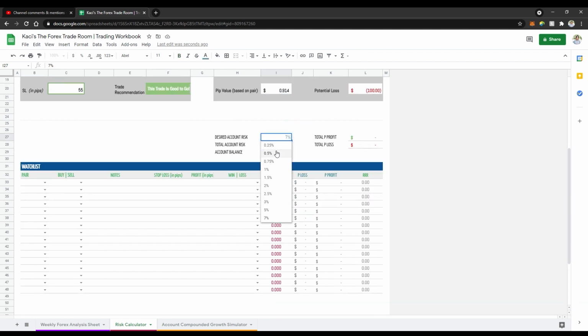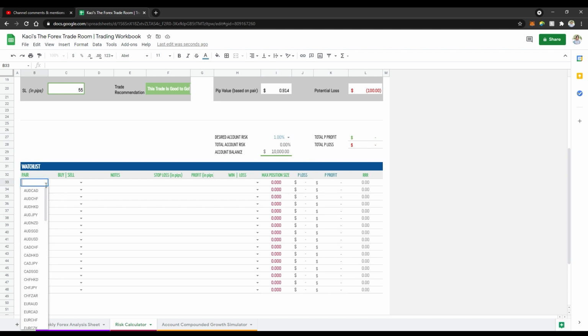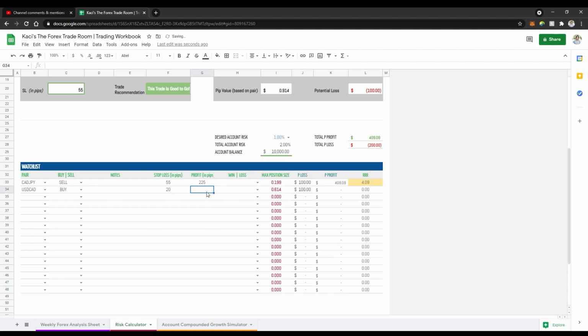Usually when I'm looking at trading multiple pairs and I know that my desired account risk total is $100, I can go in and put up CAD JPY, USD CAD. Let's say I'm looking for a sell, I'm looking for a buy. I put in my notes on why I think it's going to happen this way. I do my stop loss. I got 20 pips stop loss here, 225 pips there, and let's say 125 pips on this one. Then you can select whether you won it or lost it.